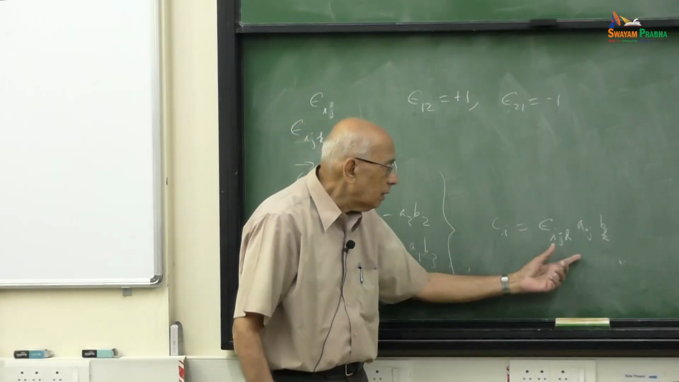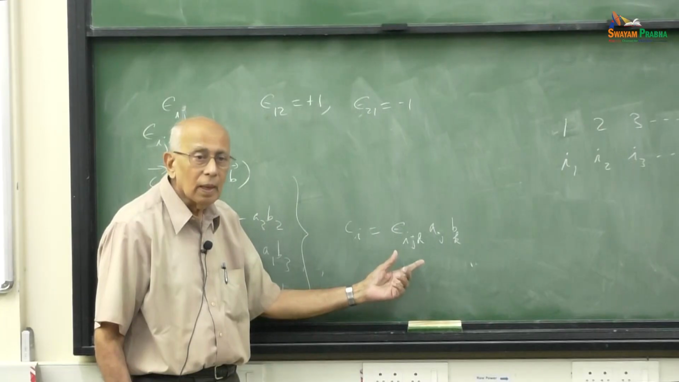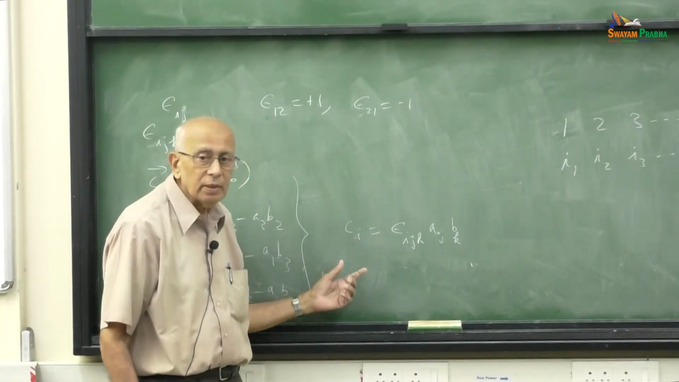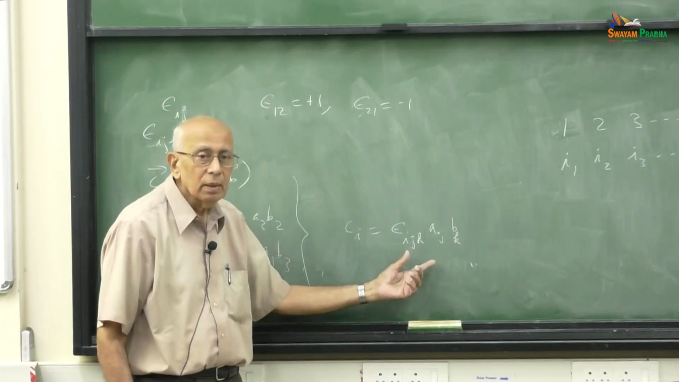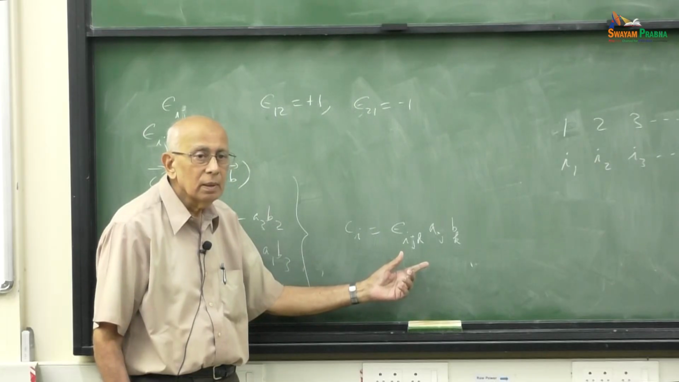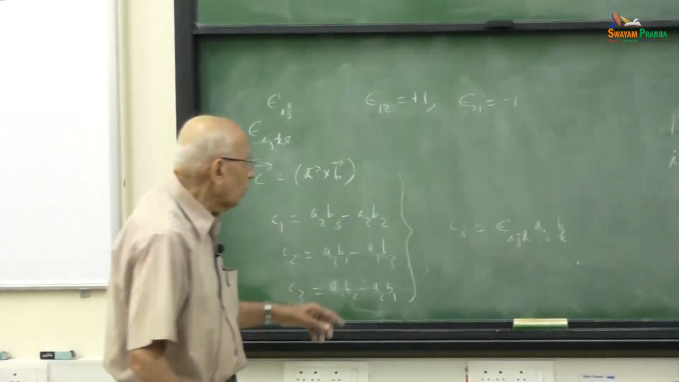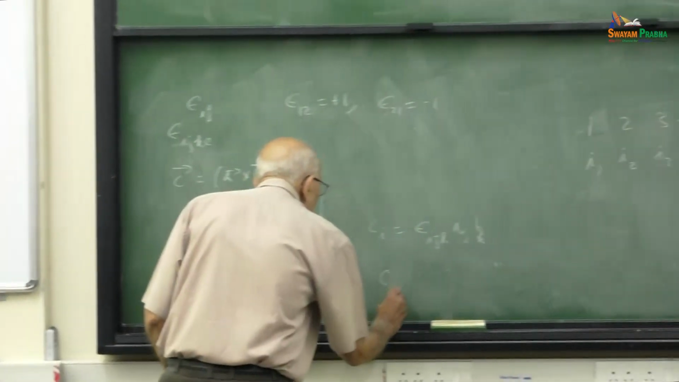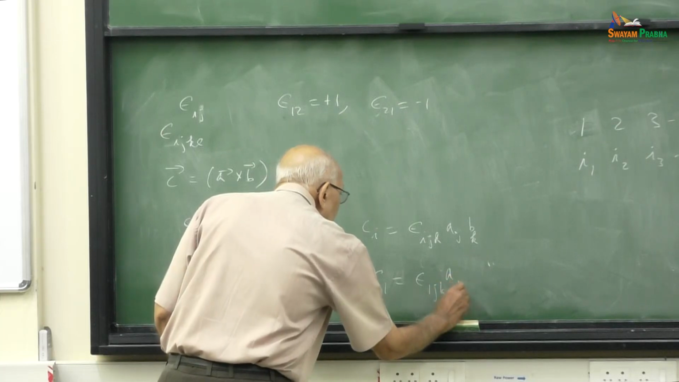What are the free indices on the right hand side? i. What's the free index on the left hand side? i. There's only one free index, so what sort of object is this? It's a vector. And where are the dummy indices? j and k. So you have to sum over j and k. And if you write down what is C1? Epsilon_1jk a_j b_k.